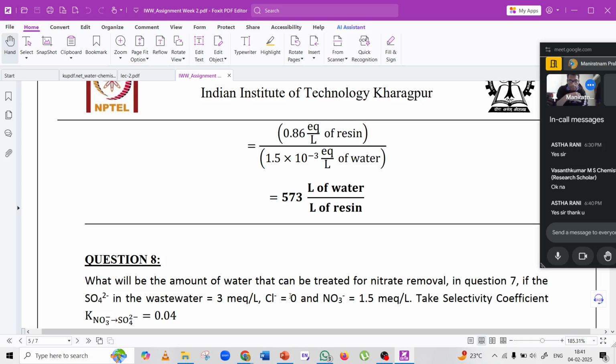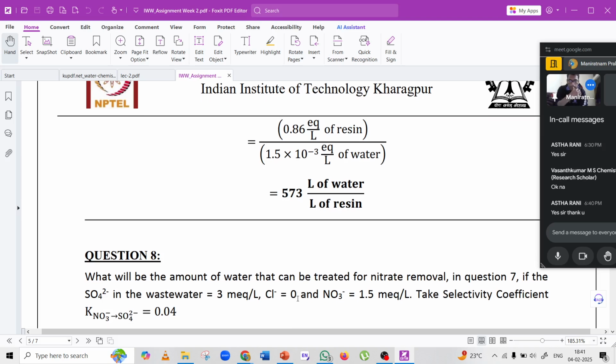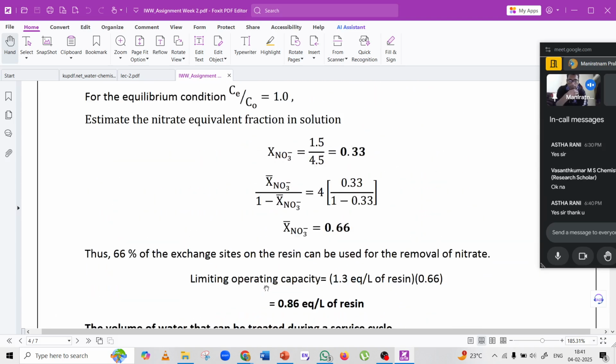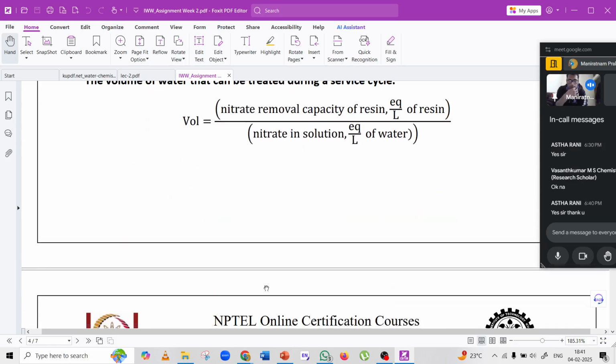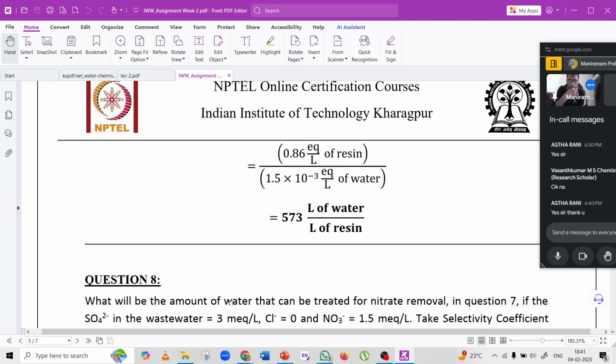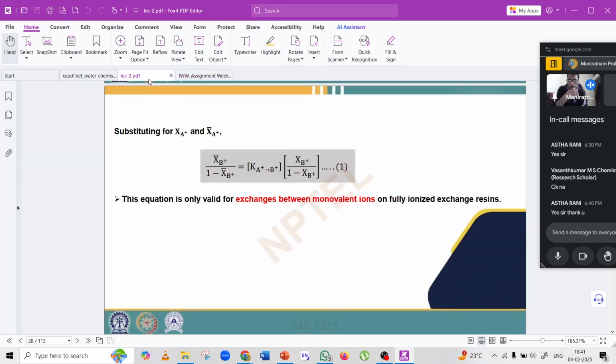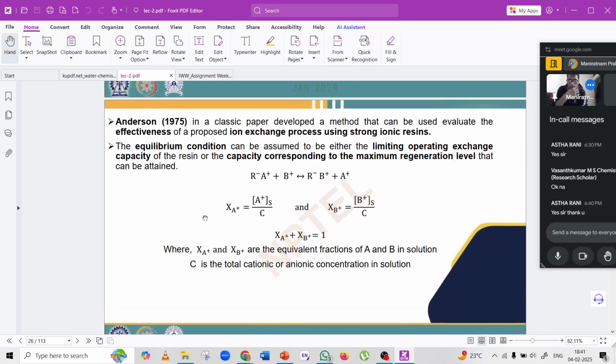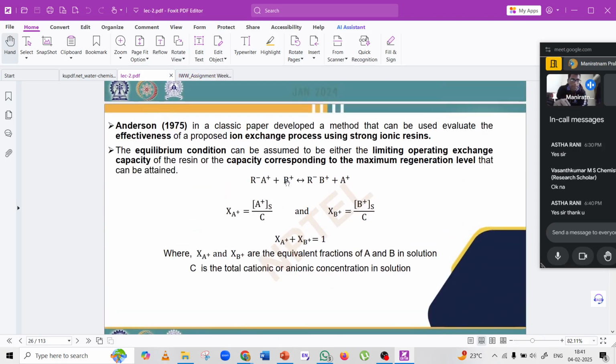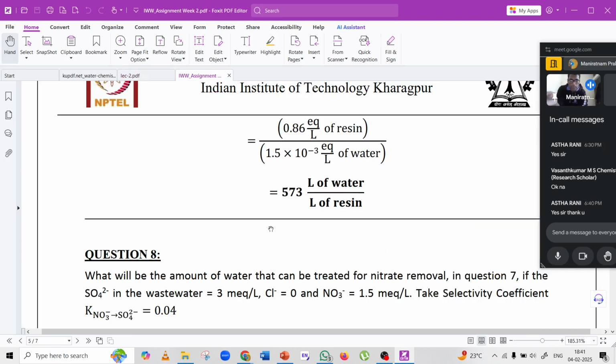And nitrate, here they are saying that chloride is 0. See, in the previous question sulfate was 0, but in this question it is a simple question. Here we have nitrate. In the previous question B was nitrate and A was chloride, but in this question B is still nitrate but A is sulfate, and they have given you the data of sulfate.